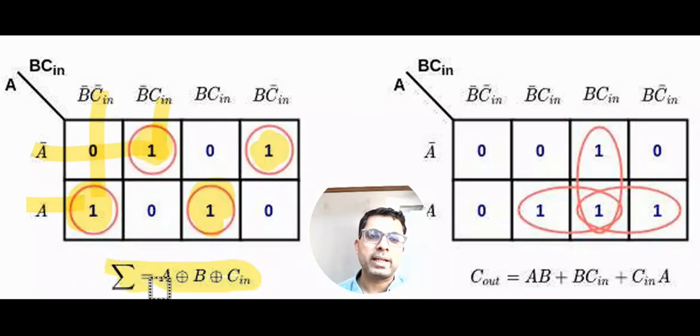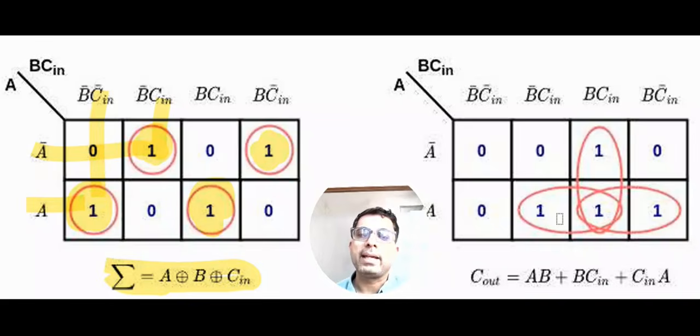So for the calculation, from the exam point of view, you can directly write the answer. So what is the answer for this sum? A XOR B XOR Cin. Okay, A XOR B XOR Cin. Okay, you will need a 3-input XOR gate here.